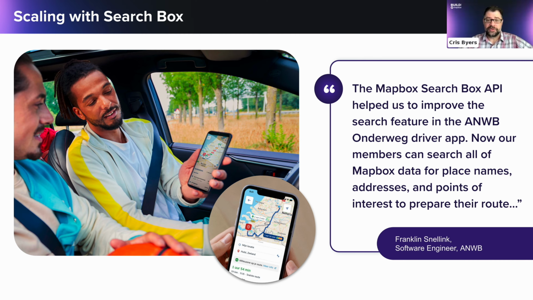ANWB in Europe uses us for navigation. So they allow their users to look for different places, landmarks, EV stations, other types of POI, so that they can then plan a route, understand what things are available along that route, and make that navigation experience excellent.